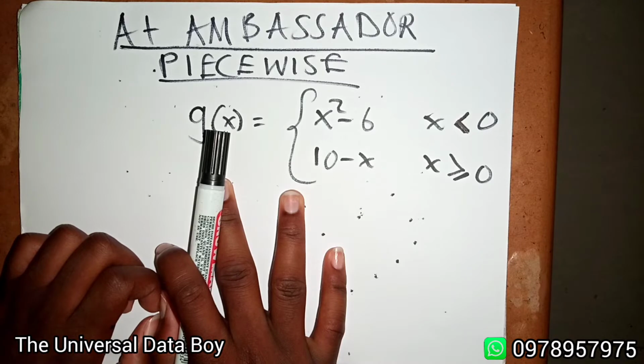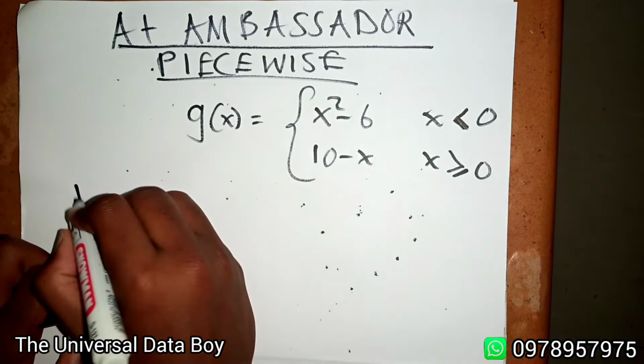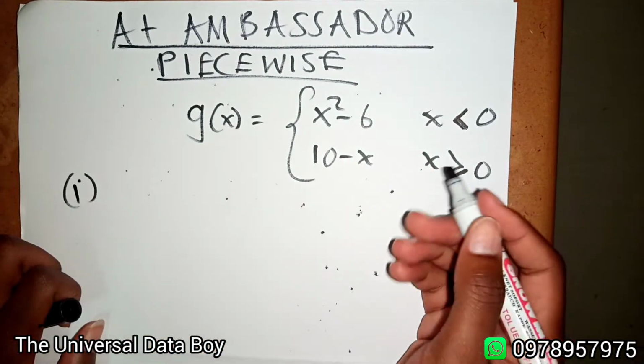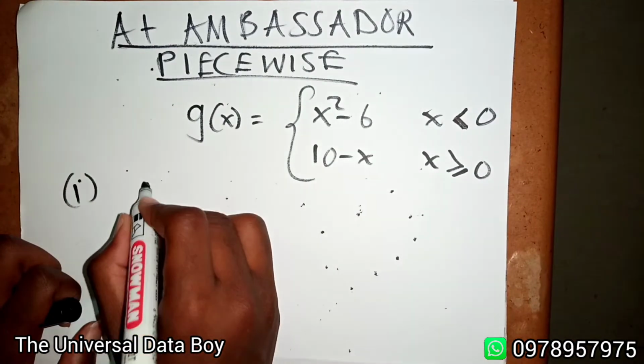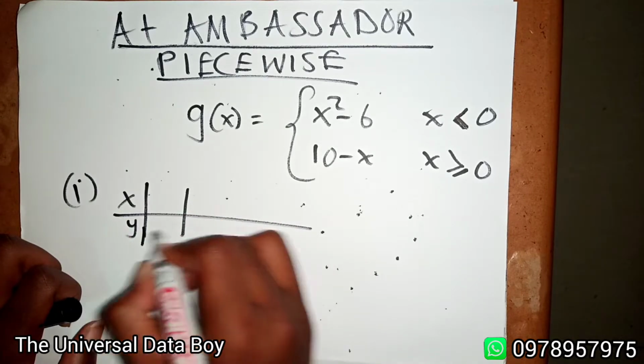So today I'll be going over a practice problem for piecewise functions. That was, I think, in test one. Question one says sketch the graph. I think I already taught you on sketching, so I'm going to put the table of values. So I've got your x, y.